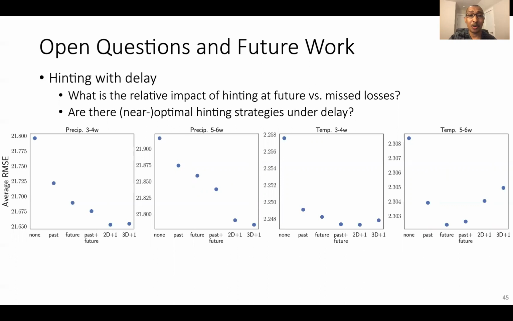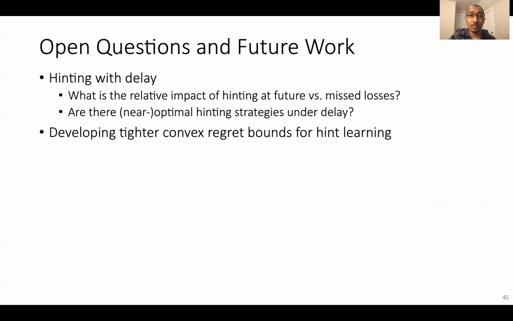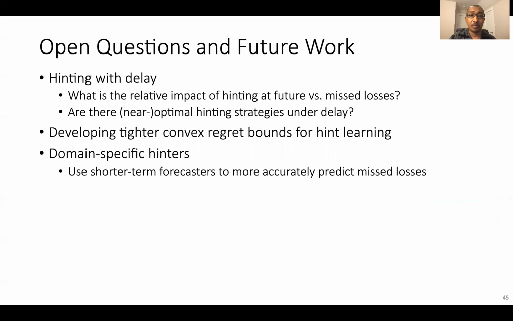Along the same lines, are there optimal or near optimal hinting strategies under delay? And can we learn them? Another open question is whether we can develop tighter convex regret bounds to use inside of this hint learning framework. And we'd love to incorporate more domain-specific hinters.